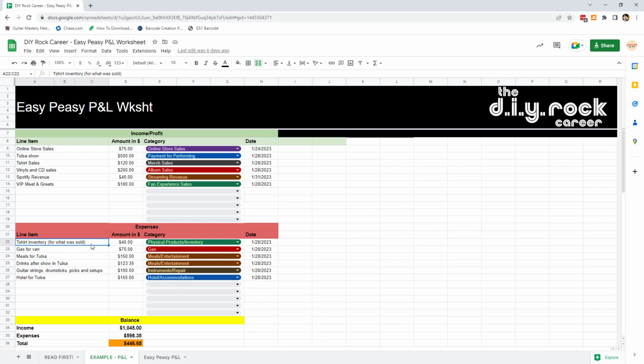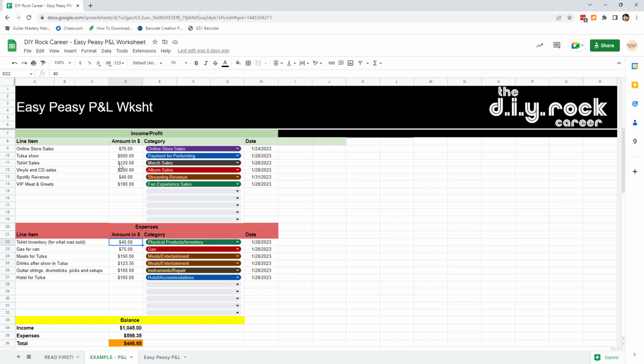So you're kind of thinking, okay, the inventory that's going to be sold is only going to be coming out in the months that I actually sell it. Then it's going to be called accrual accounting. So what I've done here, and this is totally up to you if you want to do it, is I put in only the cost for the t-shirt inventory of what was sold. So there's $40 in expenses of physical products and inventory.